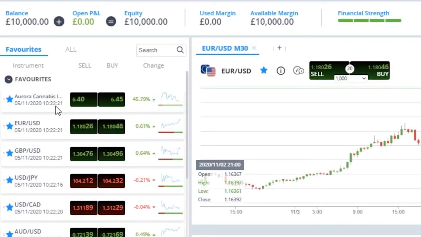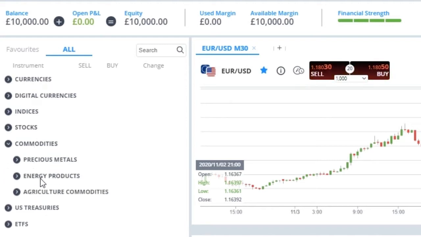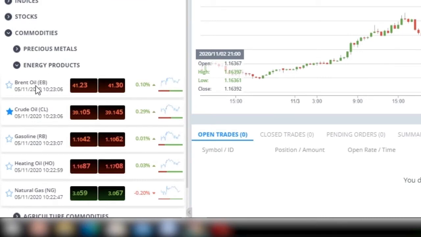If you want to see a list of all the instruments, choose the option All. And on the drop-down menu, you can find instruments divided by group: currencies, indices, stocks, commodities, etc. Now, let us choose one instrument to start trading. I will go to Commodities and Energy Products and select Crude Oil.